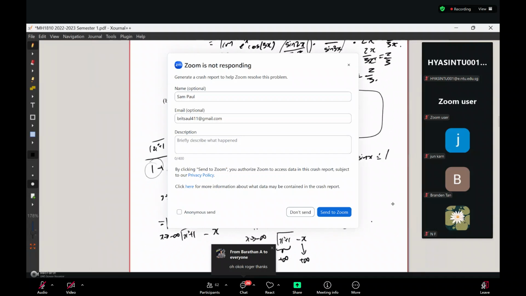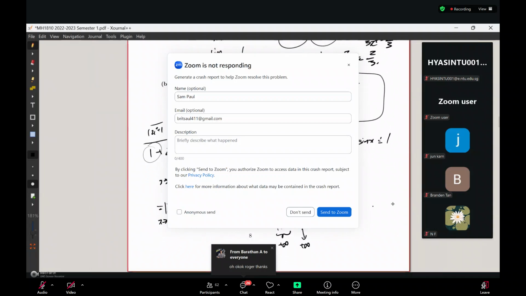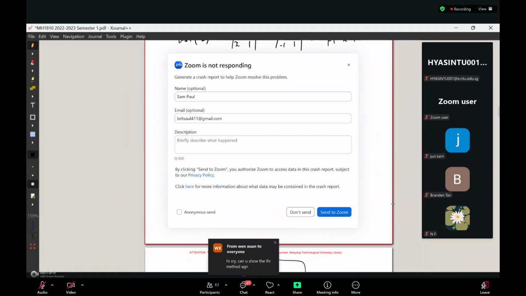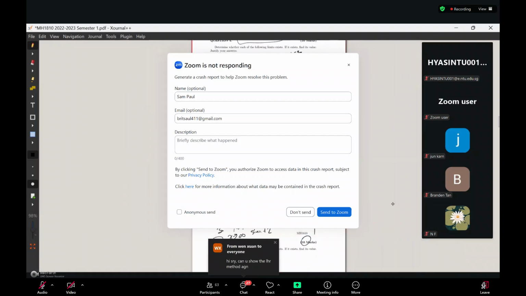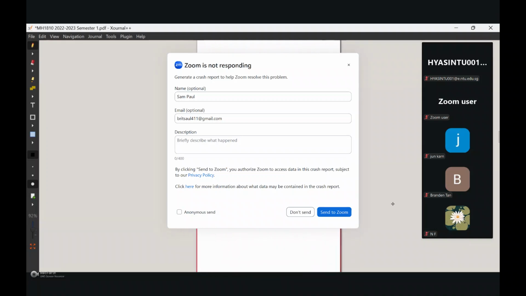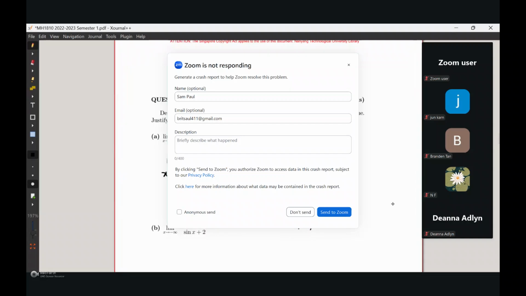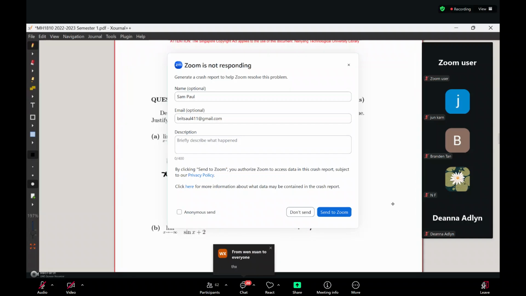Any other questions before I move on? Can I show the L'Hopital rule method again? Can. Where is it? Here. This is good. I'll be sending these annotated notes on Telegram anyway.